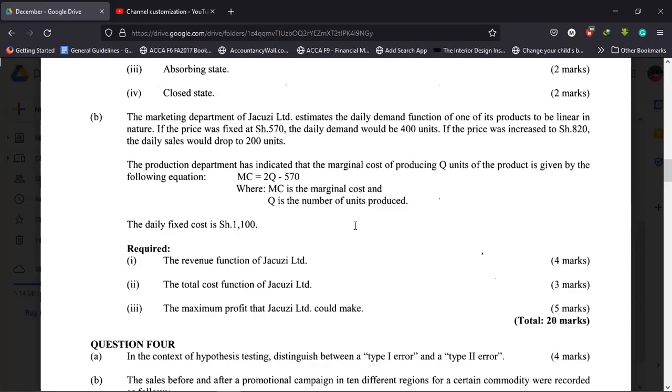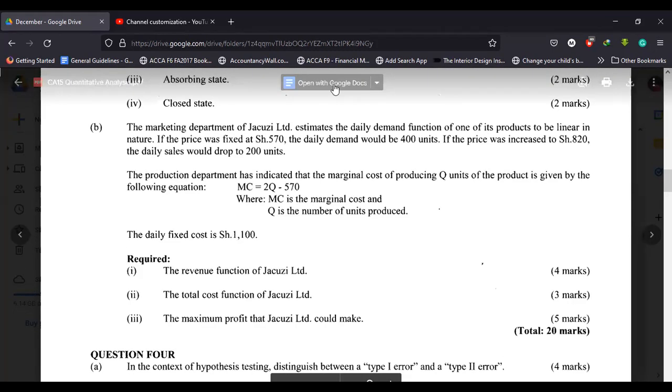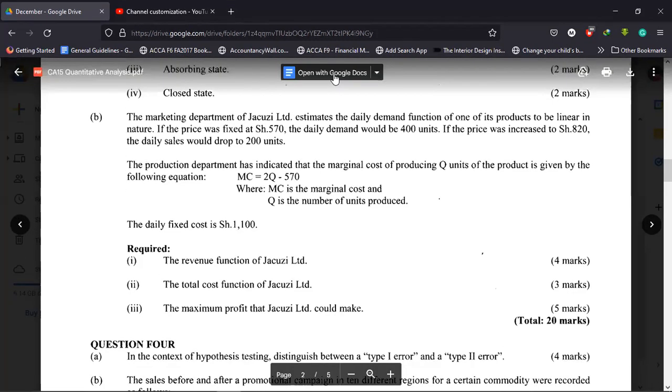So the first thing that the examiner is looking for, the examiner has given you a good problem where he is asking about the revenue function. The first thing to do here is that we are supposed to be looking at a price function.